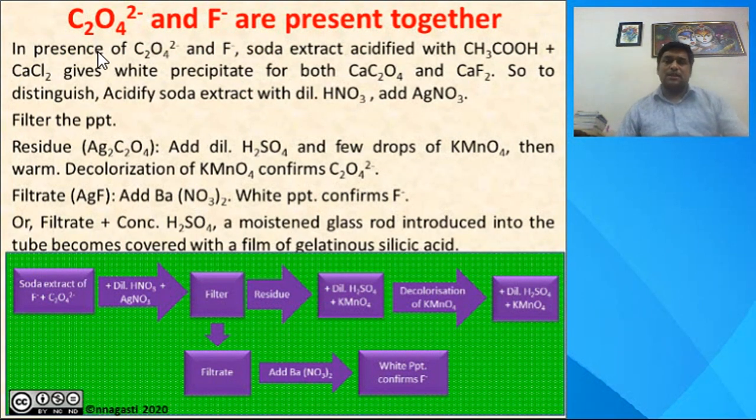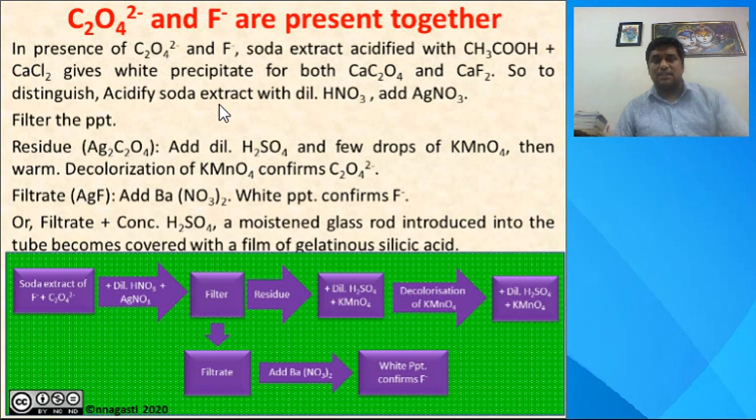And if oxalate and fluoride are present together, both respond to the calcium chloride test. Both give white precipitate. Oxalate gives white precipitate in the form of calcium oxalate. Fluoride gives white precipitate in the form of calcium fluoride. So this addition of calcium chloride to acidified soda extract is not going to solve the purpose. So we need to employ a special test to identify both the anions.